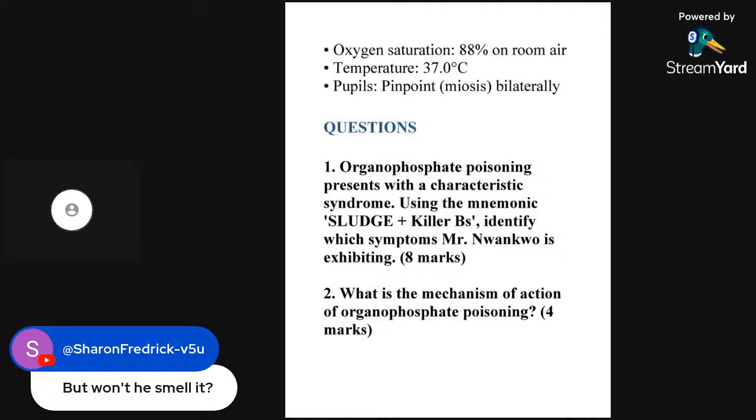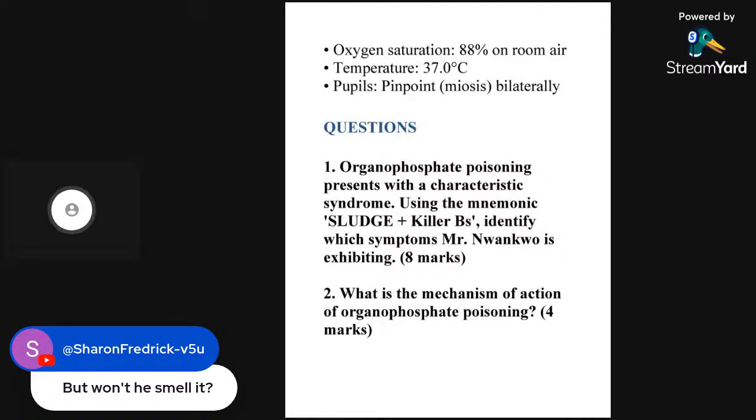I will type it in the comment section. Don't worry. It inhibits this enzyme. I don't know if I mentioned it in class. One of the things I told you case studies will do for us is to bring out things I did not mention in class. So acetylcholinesterase is the enzyme that organophosphates inhibit. So what then happens is that acetylcholine will accumulate in the body. It leads to cholinergic stimulation.